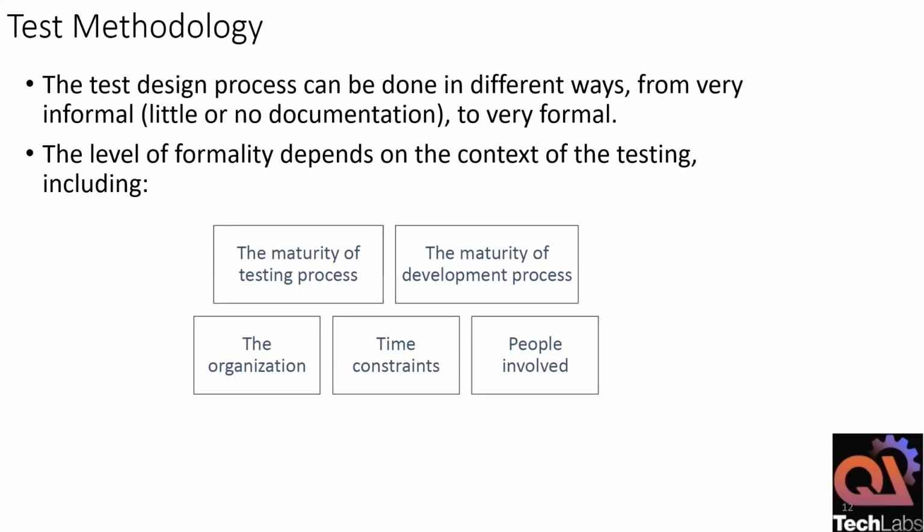The level of formality depends on the context of the testing, right? So the maturity of the testing process, the maturity of the development process. See, every organization is not at the same stage. Each organization is at a different stage, right? If there are 10 students in a class, all students need not grasp the concept at the same time. The same way, organizations are also in different stages based on their experience, based on the number of projects they have implemented. Organization, time constraint, people involved.